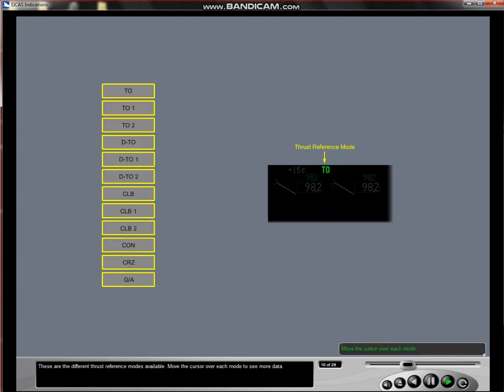These are the different thrust reference modes available. Move the cursor over each mode to see more data.